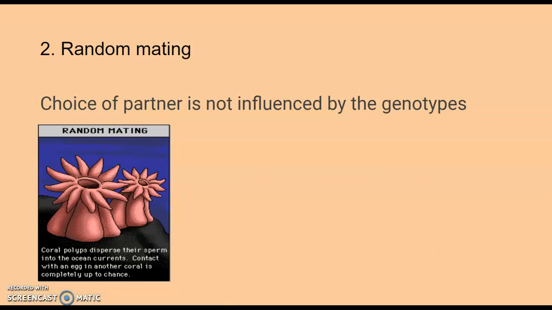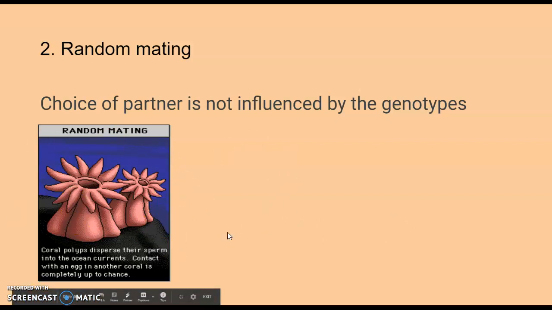Two, random mating. So this one is pretty simple, right? A choice of a partner is not influenced by the individual's genes. And remember, genes affect what you look like, so it's just completely up to chance what individual will mate with another. So this picture here is a picture of coral. They disperse their sperm and egg into the ocean currents, and just randomly, one individual's sperm will match up with another individual's egg, and it's completely random. So because of this, this creates variation.